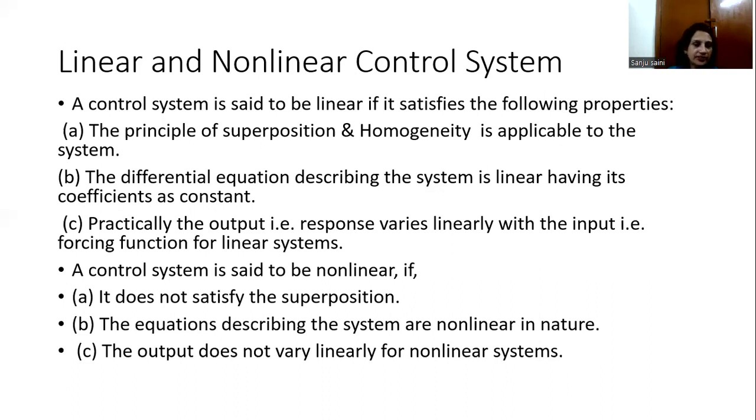So the control system can be linear or non-linear depending upon whether these three things, A, B, and C, in case these three principles are obeyed or not. In case these are obeyed, then the system is the linear control system. Otherwise, it is a non-linear control system. Most of the control systems that we come across are non-linear control systems because non-linearity is everywhere.